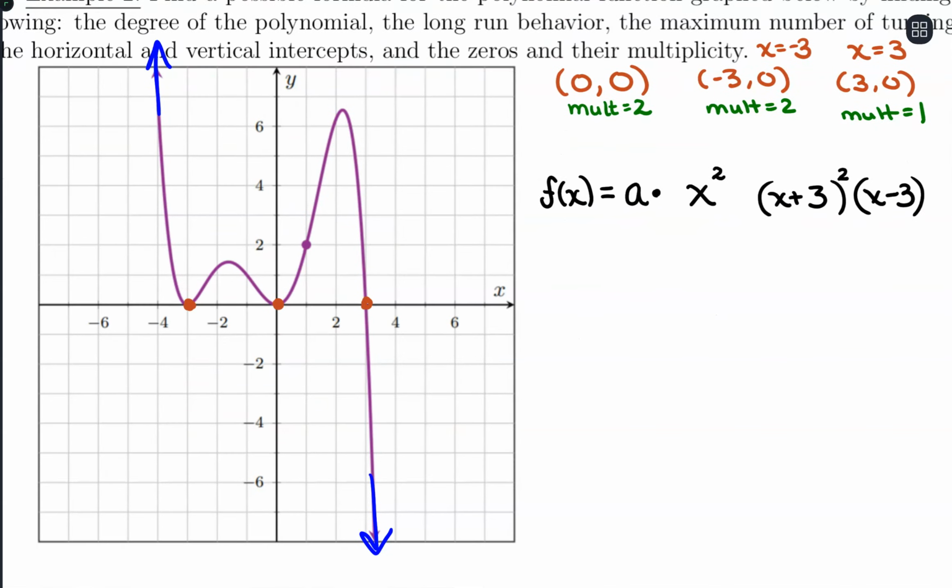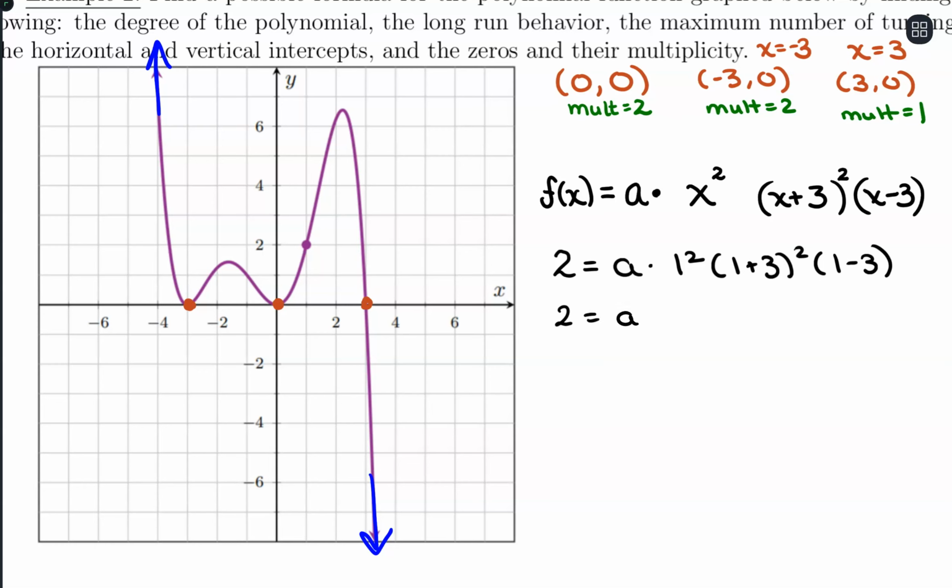So what I want to do is plug in a coordinate that is not an intercept. I don't want to use an intercept. And what's showing up on this graph is this defined coordinate 1, positive 2. So I want to use that, where our output is 2. I'm going to go equals a times, and then plug in 1 for x. So 1 squared times 1 plus 3 squared times 1 minus 3.